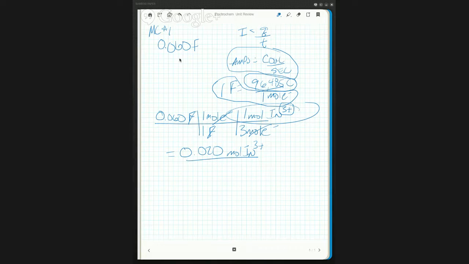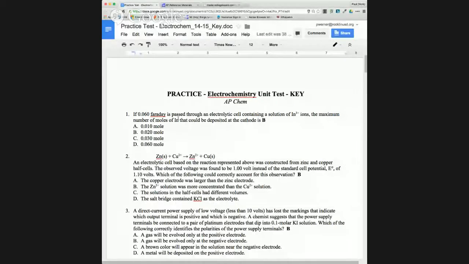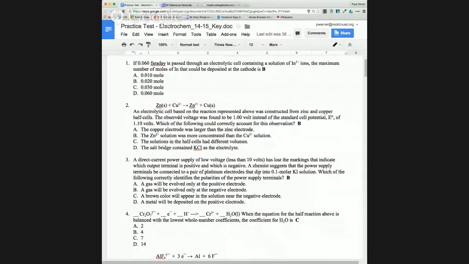Now we're going to look at number 2. You have zinc plus the copper ion yields the zinc ion plus copper solid. So we have an electrolytic cell. Again, it's electrolytic: you're using a battery or something to push current. This electrolytic cell has that reaction. The observed voltage was found to be 1 volt instead of the standard cell potential E naught of 1.10 volts. Which of the following could correctly account for this observation?